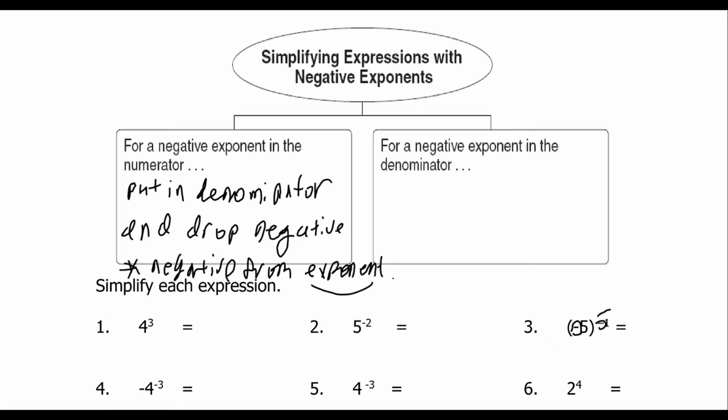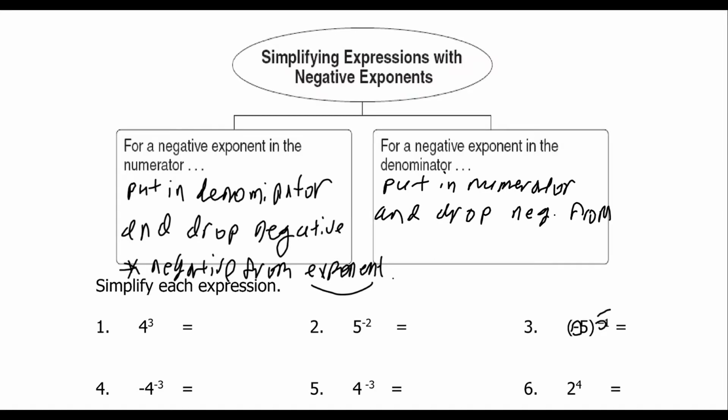Now, for a negative exponent in the denominator, we're going to do the same thing, except backwards. We're going to put it in the numerator, and drop the negative from the exponent.